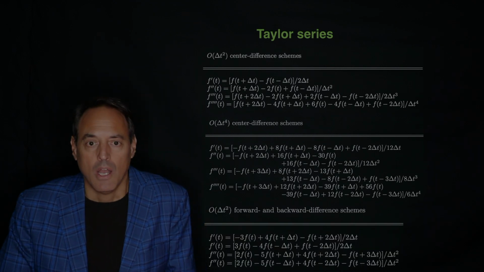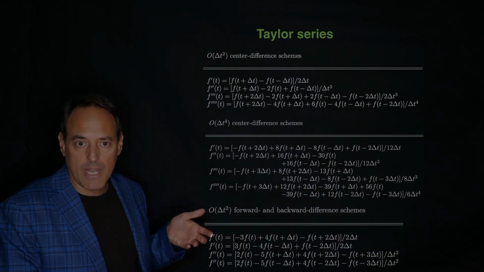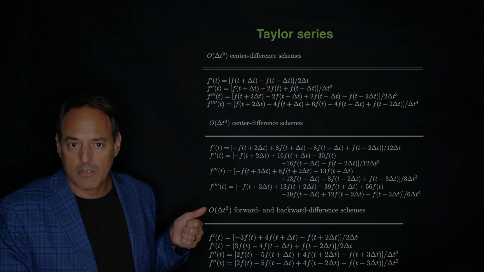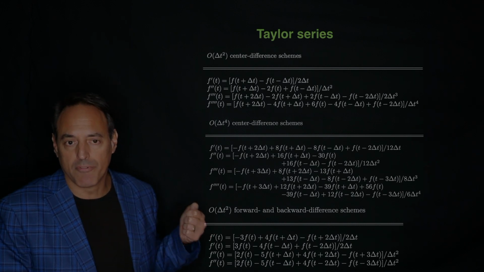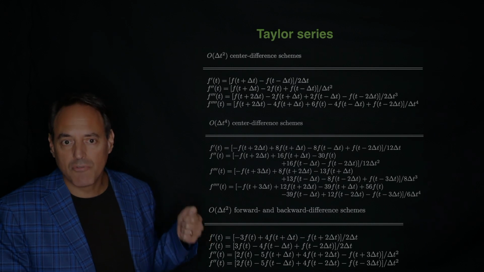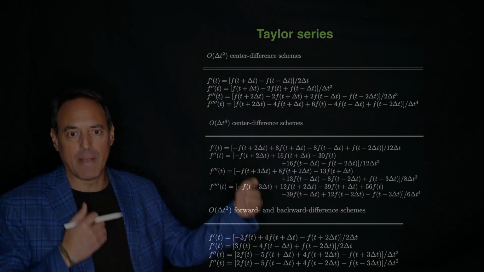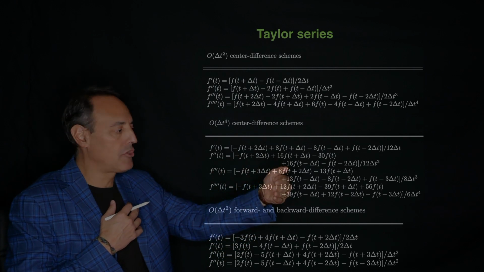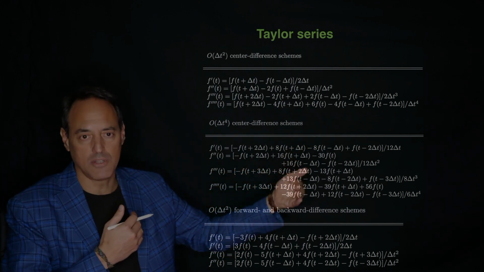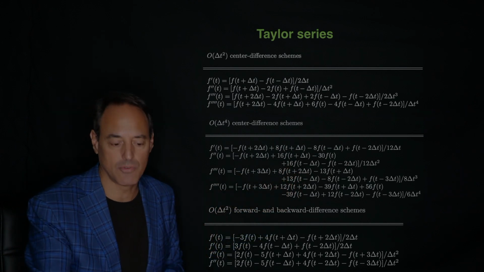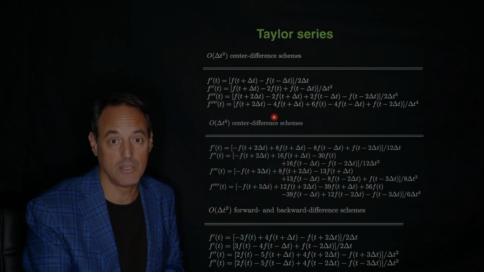Finally, one other set of schemes right here. These are order delta t squared accurate forward and backward difference formulas for both the first and second derivative. These formulas are really important at the boundaries. So when you're at the edge of the domain on one side or the other, where there are no neighbors on either side, you cannot use these center difference formulas that are represented by these two schemes here.